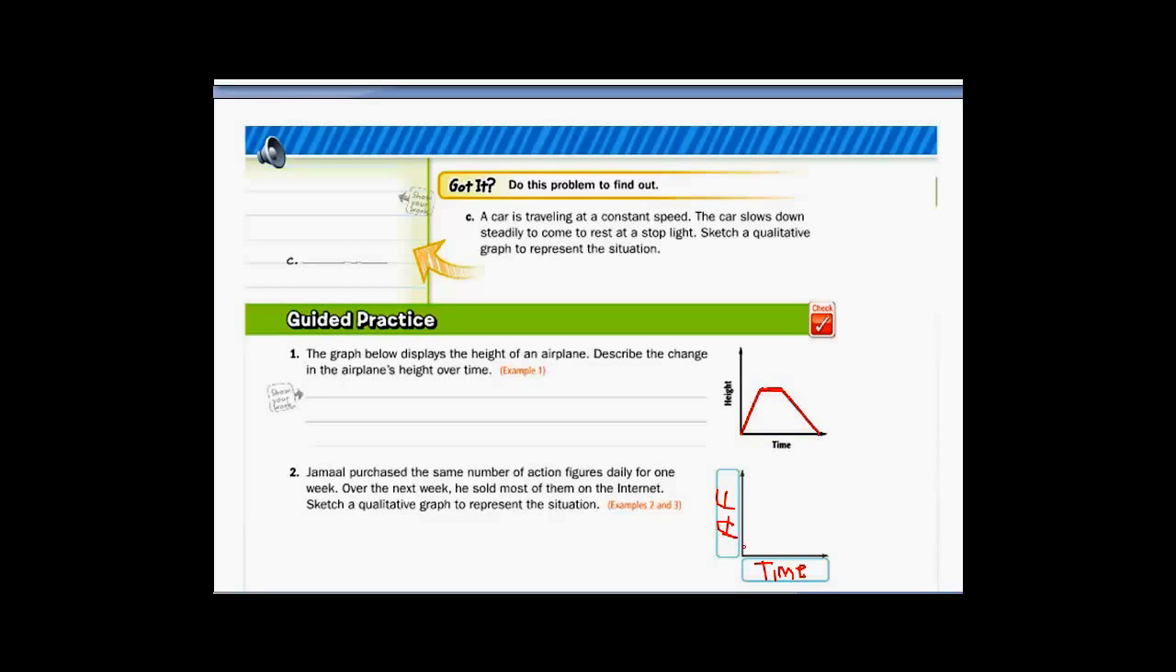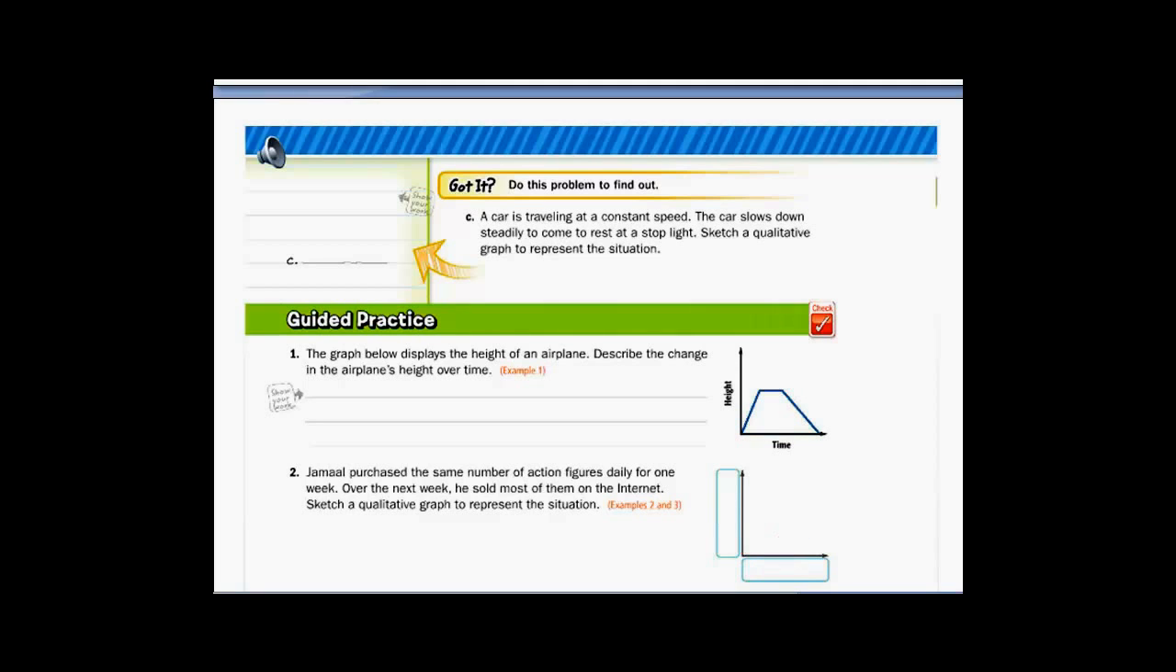Time. So it says he acquired them daily for 1 week. So it's going to be at a constant rate. And then it says he sold most of them. Now, should he get back down to 0? No, because he didn't sell all of them. He sold most of them. So just make sure it goes over halfway back down. Okay. We'll try maybe one more.